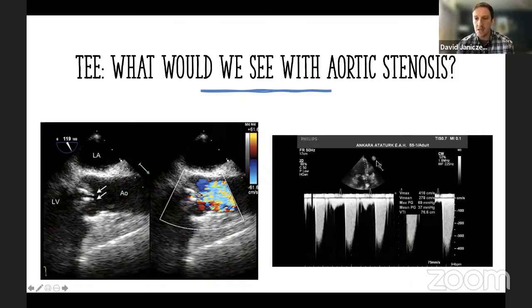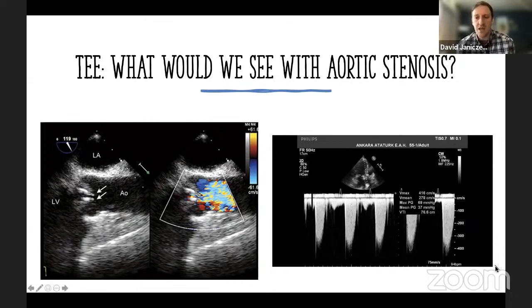Another way we can look at it is what we call Doppler. The TEE probe has the ability to throw a Doppler signal through the valve, and that's what they're doing here. We can measure, each time the heart beats, the flow velocity of the blood through here. You can see the Vmax, or max velocity, is 416 centimeters a second, which is in the severe aortic stenosis range. We also get pressure gradients across here. We're looking at all these numbers when we obtain these images, and we can grade the stenosis based on these numbers into mild, moderate, or severe.